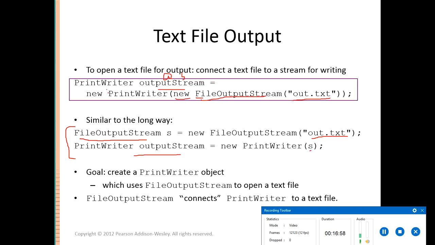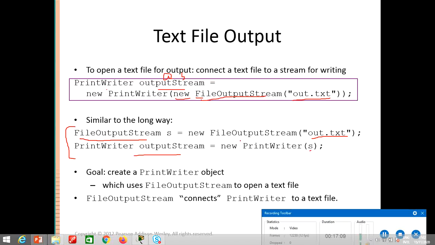So this statement for opening a text file can be used this way or this way. The goal is to create a printwriter object which should use the file output stream to open a text file, and file output stream connects the printwriter to a text file.